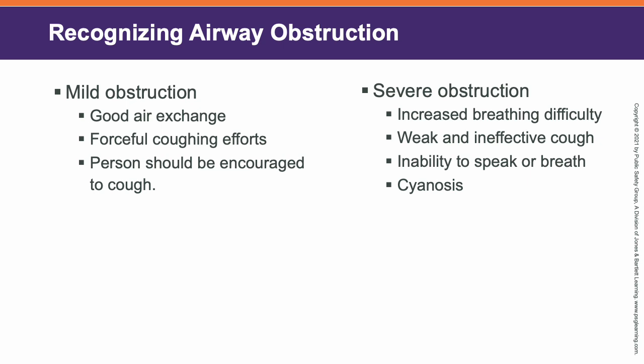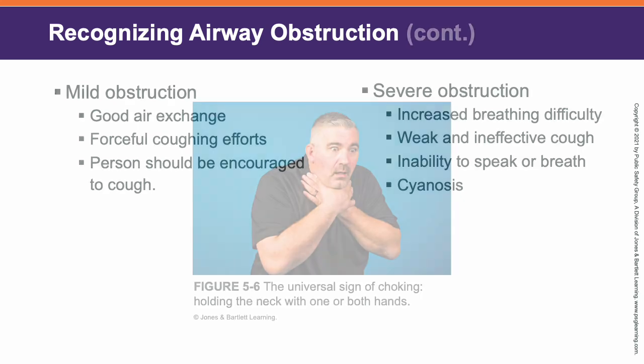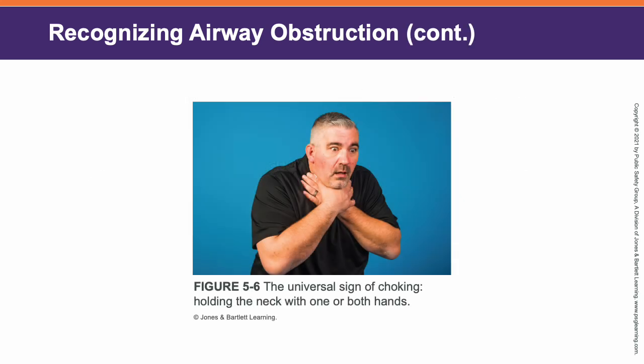Now, if there's a severe obstruction, this is going to cause breathing difficulty and maybe even no breathing at all. They may not be getting any oxygen. They may be coughing, but it'll probably be weak and ineffective. They're likely going to be unable to speak or breathe, and they may even start to turn blue. One of the most universal signs of choking is if somebody brings their hands to their neck, because it's a very natural reaction to choking. So look for that as well.